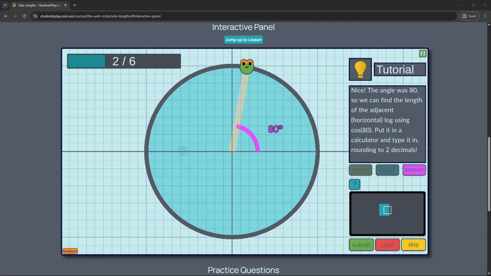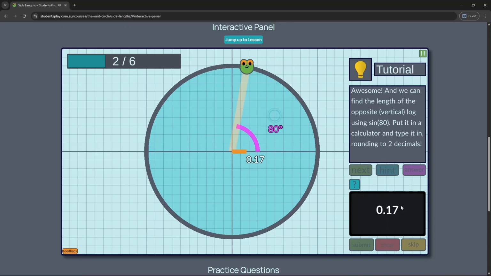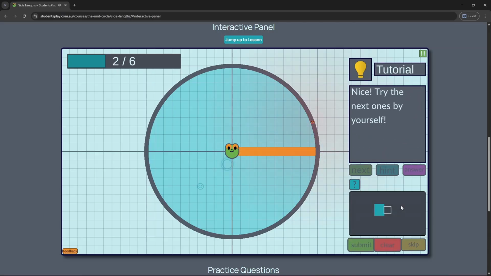Okay, got my calculator here. So cos 80, 0.17, if I round it to 2 decimals. Let's type that here, 0.17. Nice. And we can find the length of the opposite or vertical log using sine 80. Put it into a calculator. Sine 80, 0.98. Nice. Try the next ones by yourself.